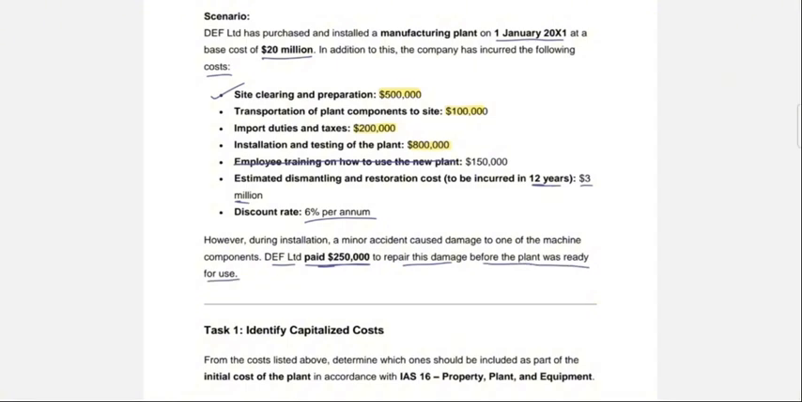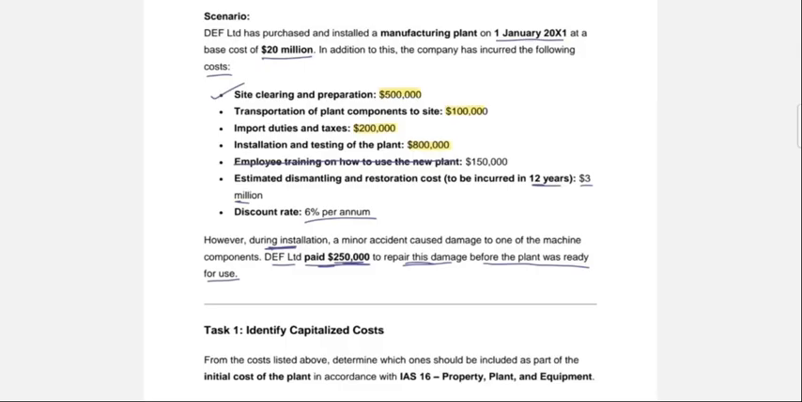Is this cost going to be capitalized or expensed? Now, I want you to read this very carefully. During installation, a minor accident caused damage to one of the machine components, and DF had to pay 250,000 to repair this damage. Now you might think that, since it happened during installation, it might affect the way the asset would be in its working condition, right?